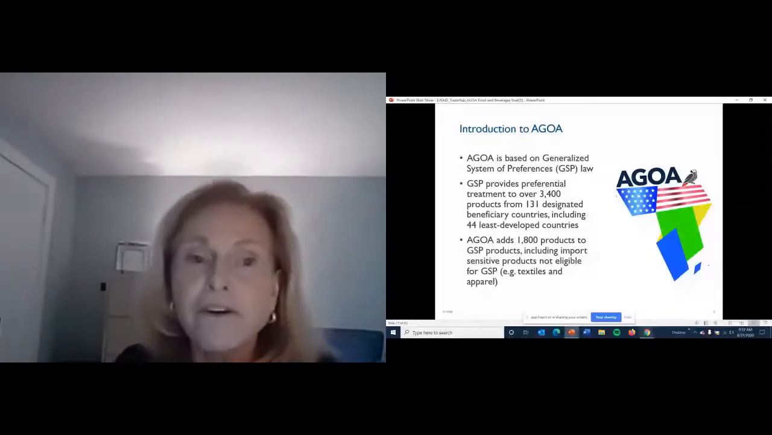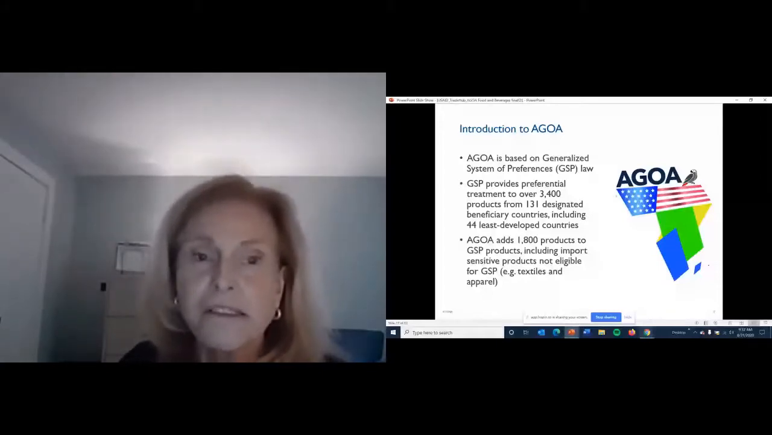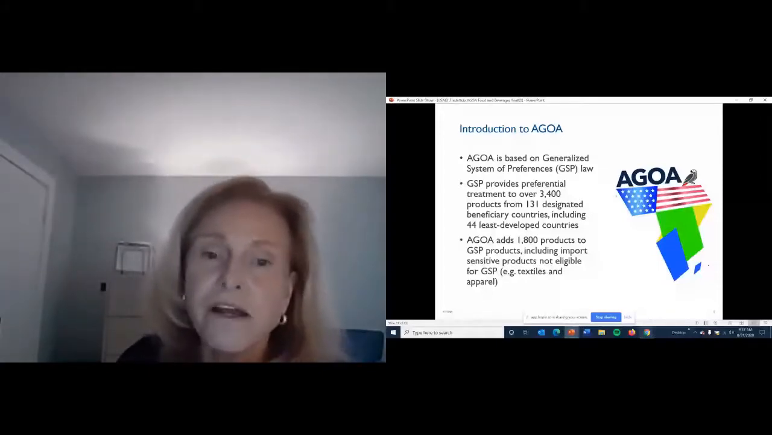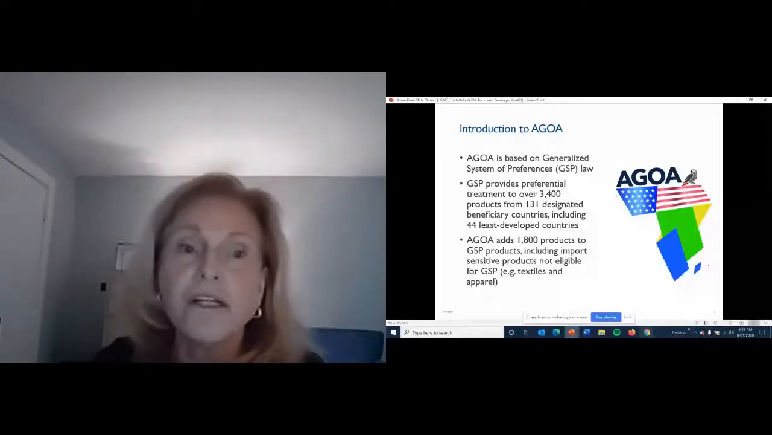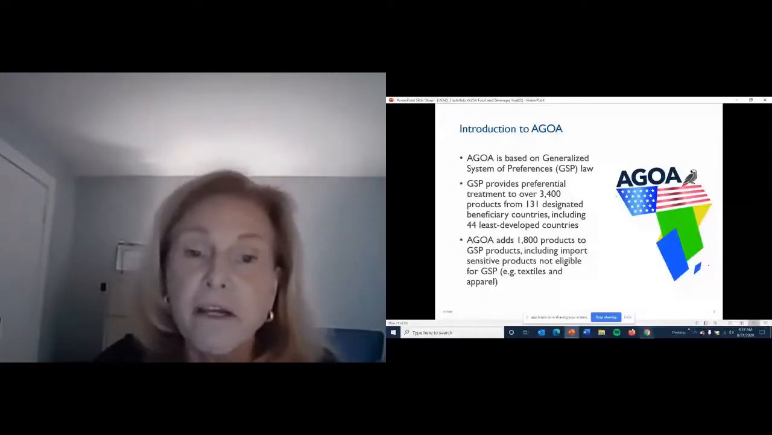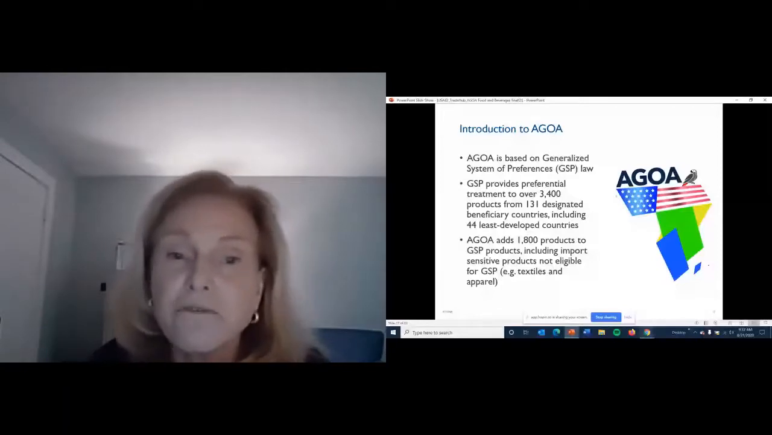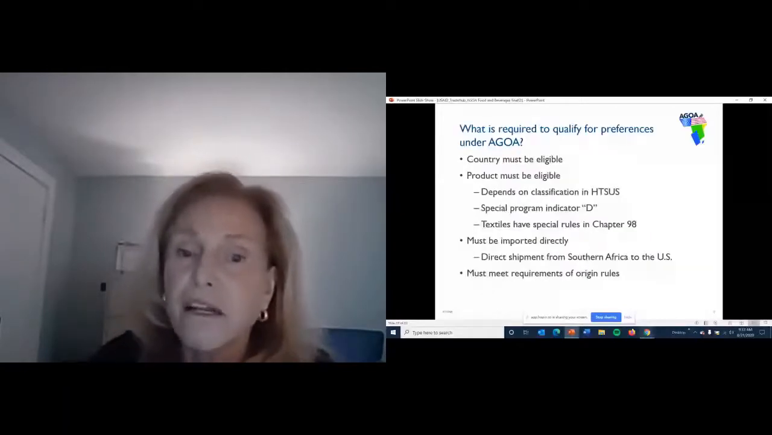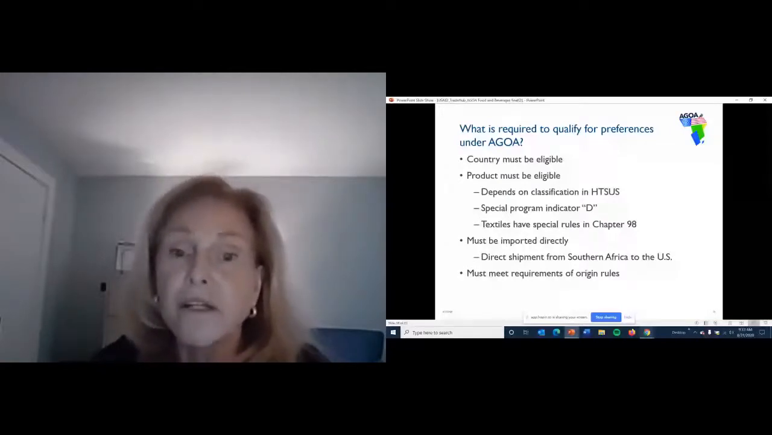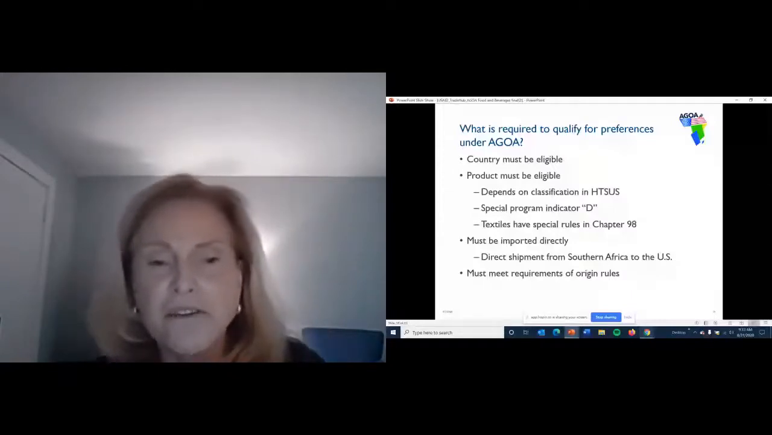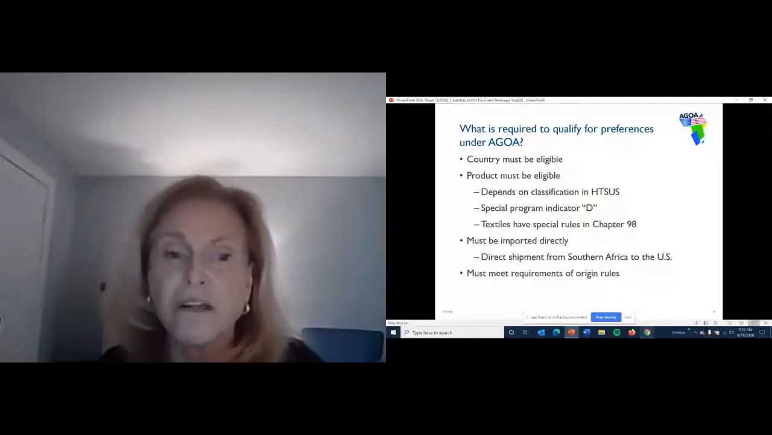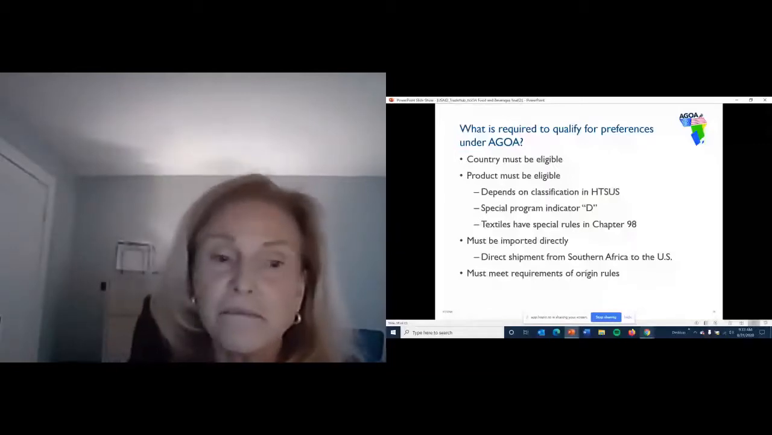To qualify under AGOA, the country has to be eligible, and you find that out by looking in General Note 16 to the tariff schedule, which lists all the countries that are eligible for AGOA. And then the product must be eligible. In this case, for food and beverages, you look at the classification in the tariff schedule, and then you look for a special program indicator D in the special column. Textiles are treated differently. They have special rules that are in Chapter 98.